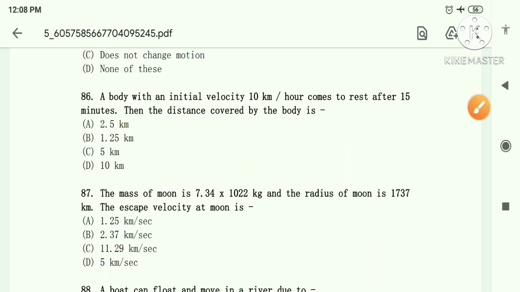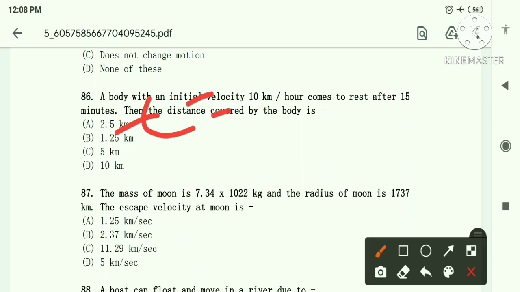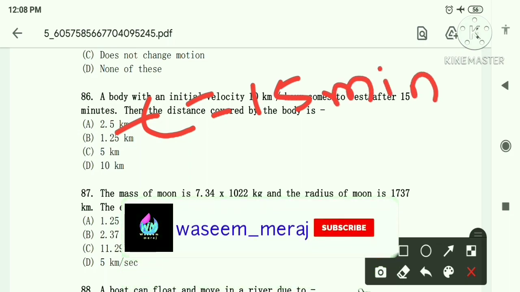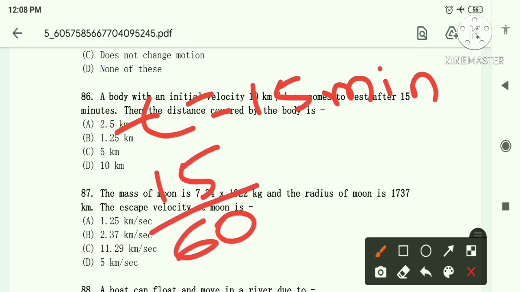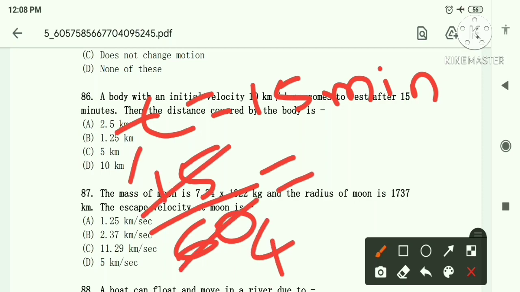Now t is given as 15 minutes, but we have to convert it into hours, because the initial velocity is 10 km per hour. That is why 15 divided by 60, as there are 60 minutes in 1 hour. So here 15 ones are 15, fours are 60. Here it is 1 by 4 hour. Okay, t is equal to 1 by 4 hours.